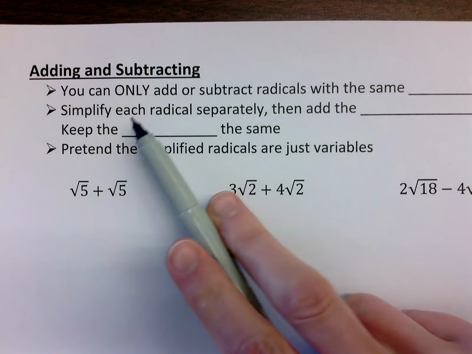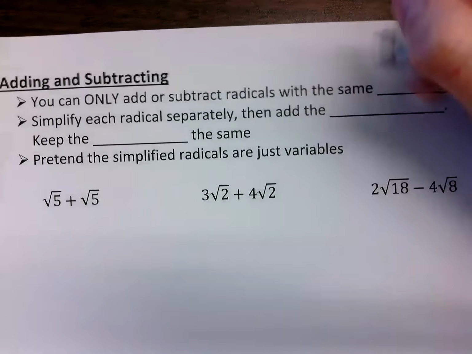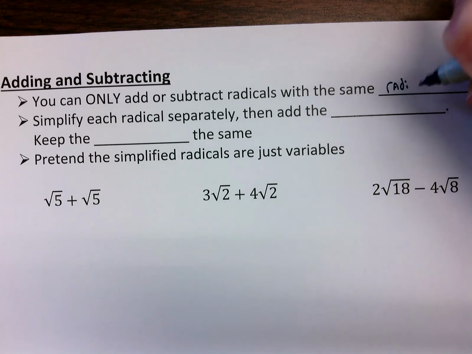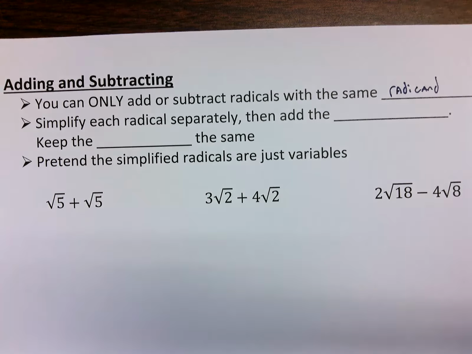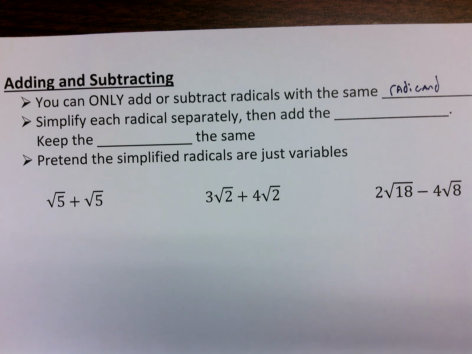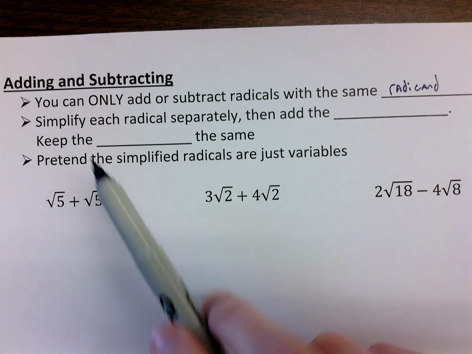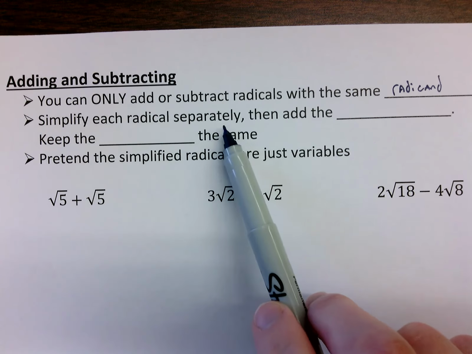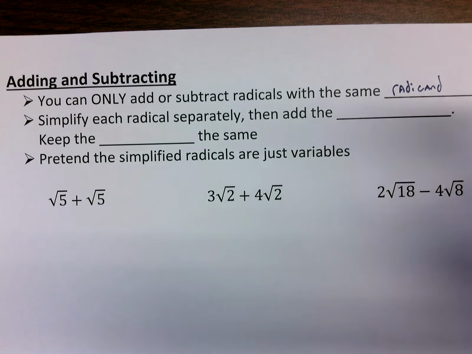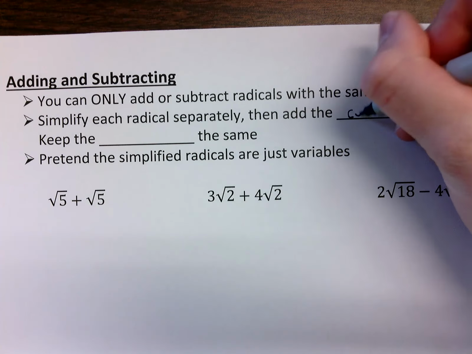Okay, so you can only add and subtract radicals that have the same radicand. Okay, so a radicand, remember, is the number inside of the radical, like the 2 is here. Okay, so that's what a radicand is. If you aren't going to remember that later when you go to look at this notes, then you might want to write yourself a little note so that you'll have that. Okay, so they have to have the same radicand, the same number on the inside. So what we're going to do is we're going to simplify the radicals separately, and then we'll add the coefficients.